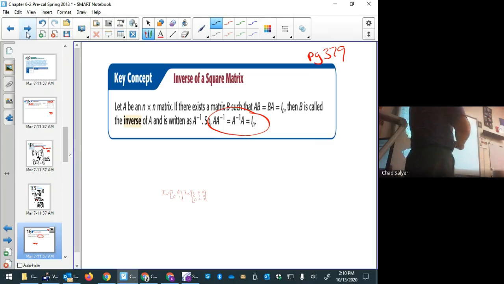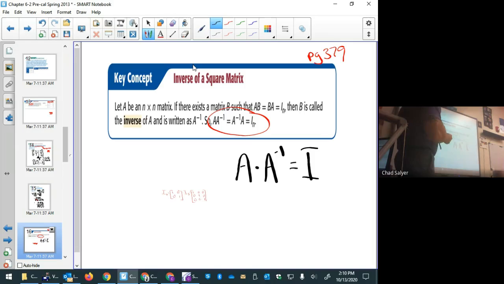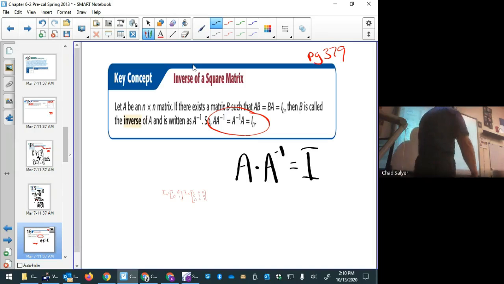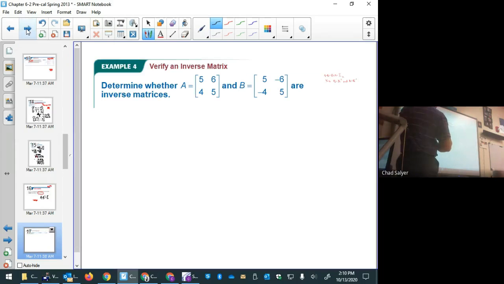So inverse of a square matrix. To prove inverseness, it must be the case that if I multiply those two together, the result is the identity matrix of the same dimension. So if I think two matrices are inverses, I can test that by multiplying them together and seeing if I get the identity. So this is a way to test for inverseness. Not an easy word to say. So let's see if these two are inverses, shall we?